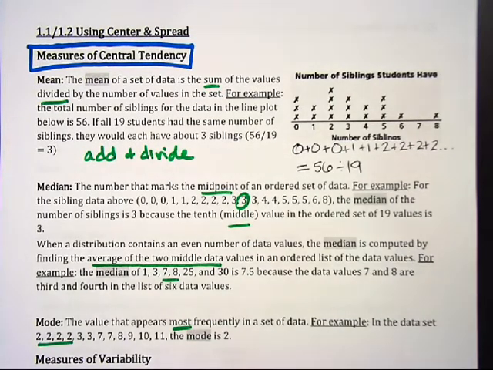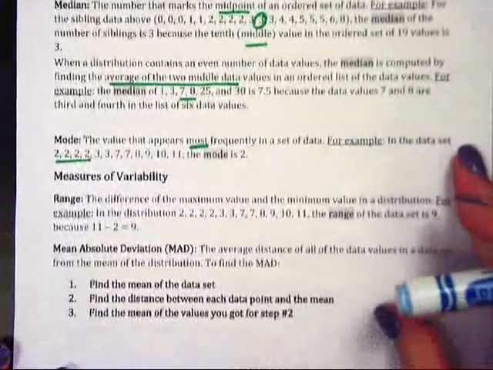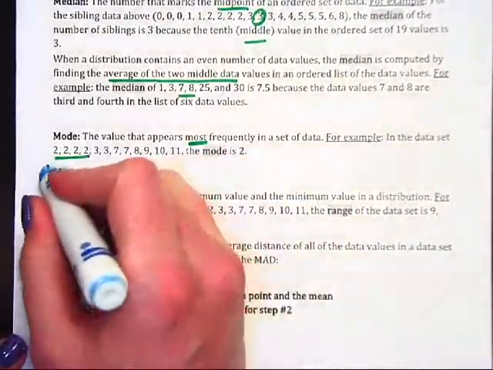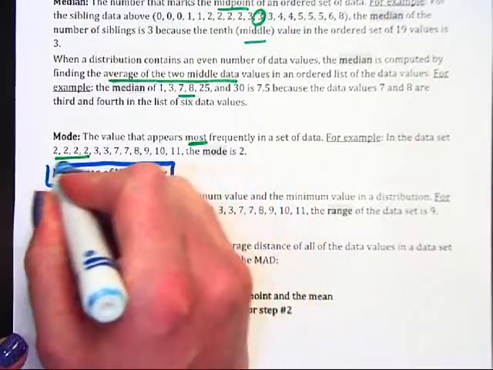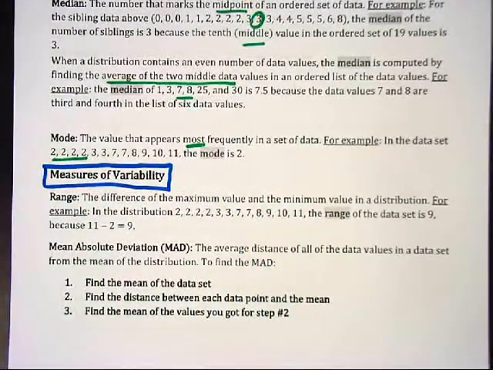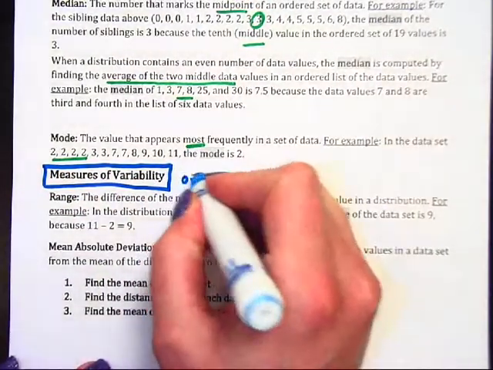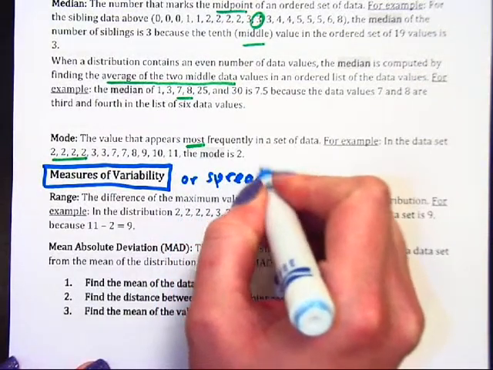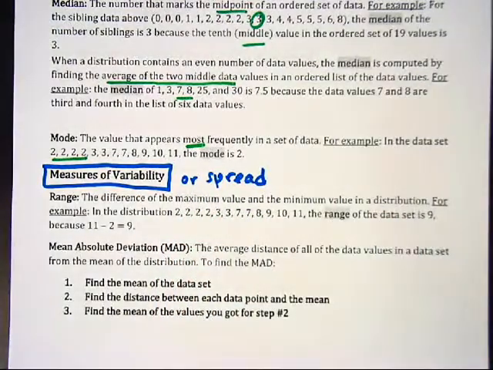All right. The other way we're going to measure data today is by looking at the variability. So I'm going to highlight that. And there's 2 ways that we can do this one. So the variability, or I like to call it the spread, tells me how close my data is together or if it's spread out. So hopefully we've heard of the range before.